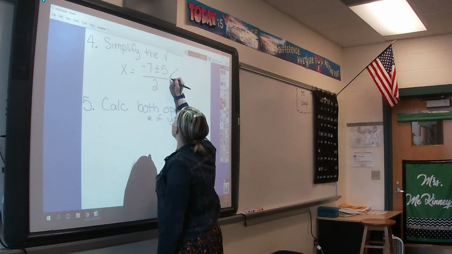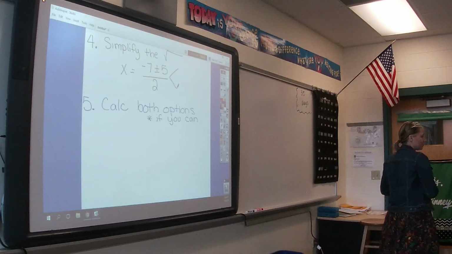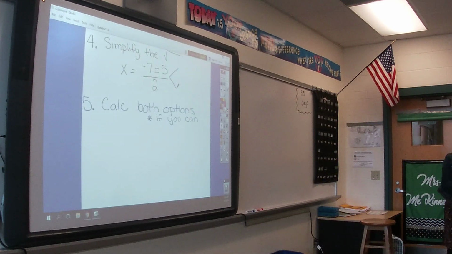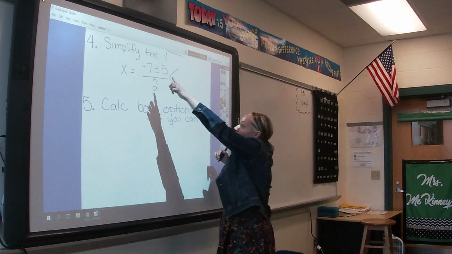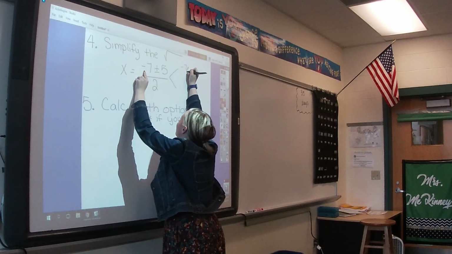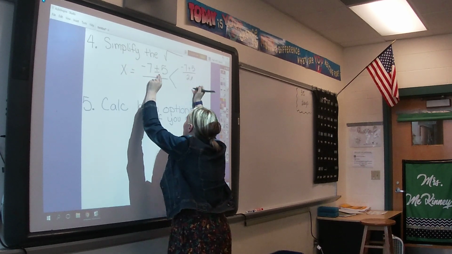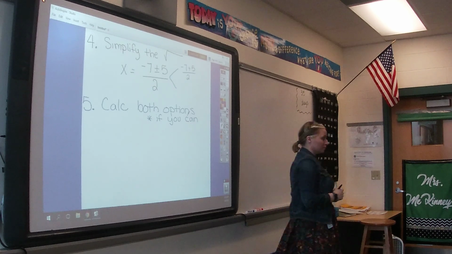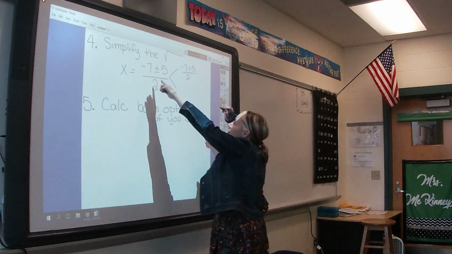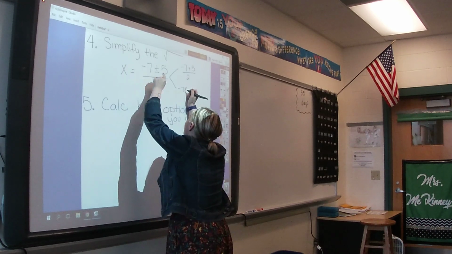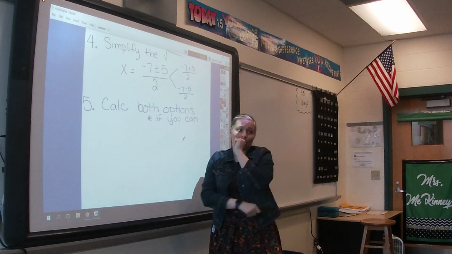Okay, so we're going to do the exact same thing that we do with completing the square. We are going to consider both options. Option 1 is that we can have -7 plus 5 over 2. Our second option is that we can have -7 minus 5 over 2.